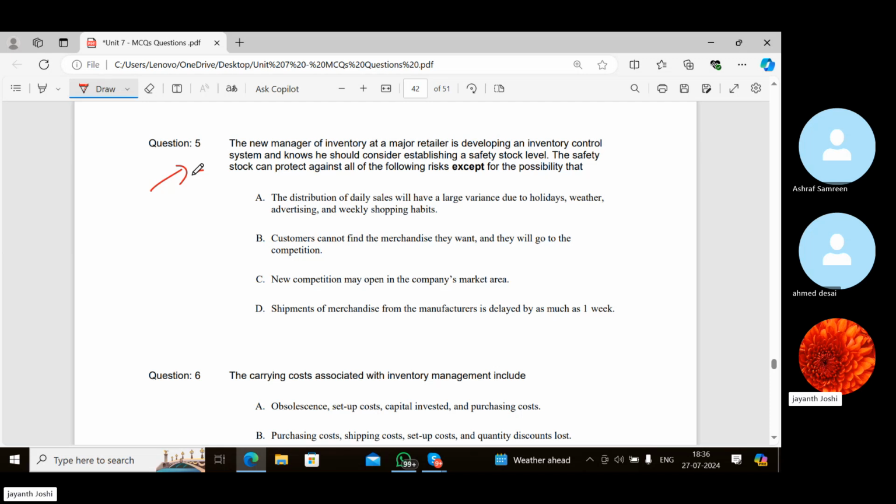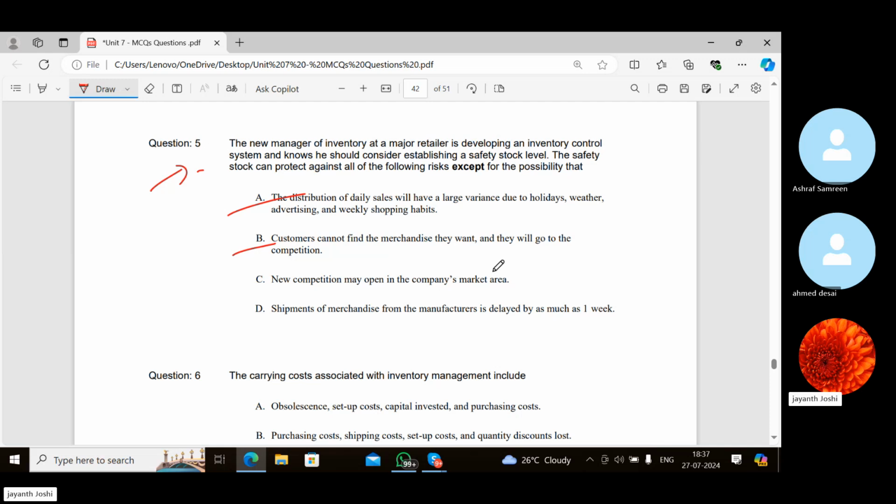Safety stock can protect against all of the following risks except for the possibility that distribution of daily sales will have a large variance. Yes, sometimes you may not predict how much inventory you want to maintain. It's not something which is always constant. It will vary, depending upon the holidays, weather, advertising, and weekly shopping habits. Of course, the inventory control system is related to this. Customers cannot find merchandise they want and they will go to the competition. No, not at all. New competition may open in the company's market area.